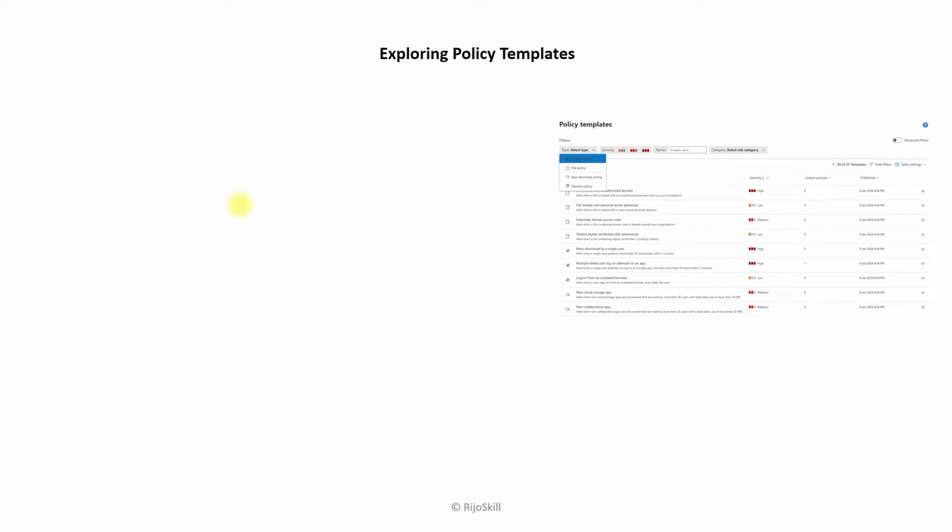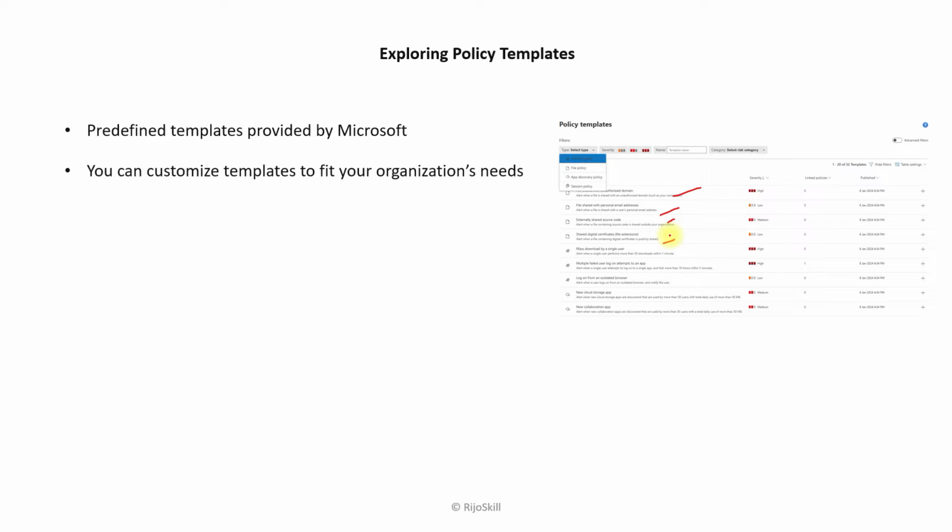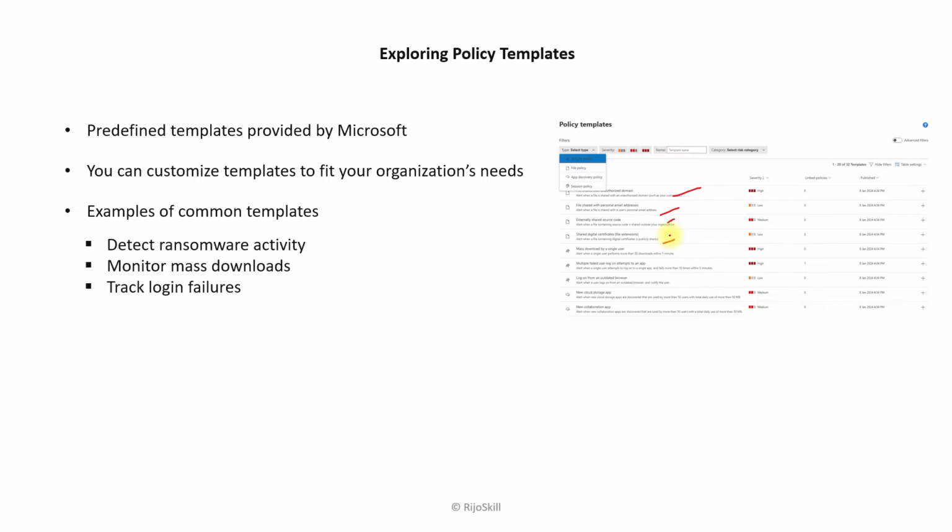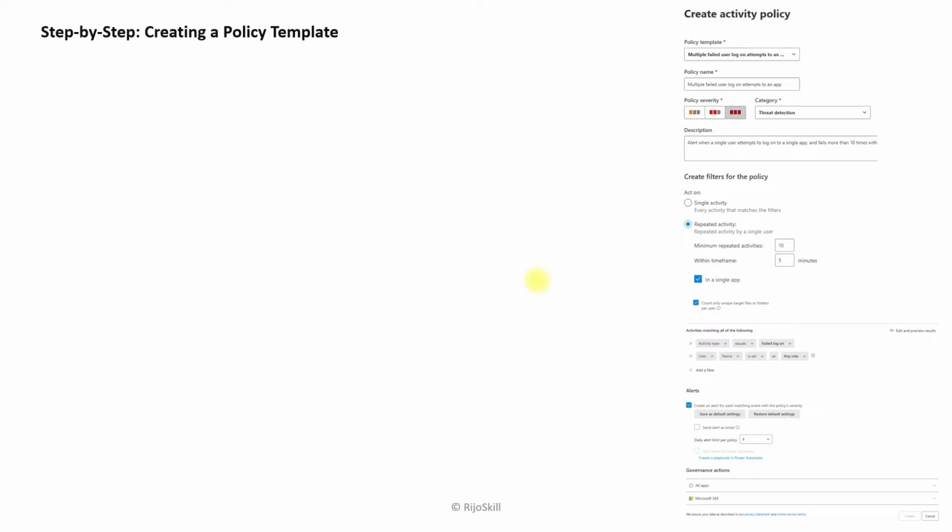Next, we will discuss exploring the policy templates. Once you go to Cloud Apps, you can see all the policy templates available for Microsoft Cloud Apps. You can create your own template, or use the policy templates from Microsoft. These are predefined templates provided by Microsoft, and you can customize them to fit your organization's needs. Examples of common templates: detect ransomware activity, monitor mass download, and track login failures. This is a sample template. Once we go to the demo, we will show you which policy templates are available in Cloud Apps. Next, we will discuss how to create the policy template.